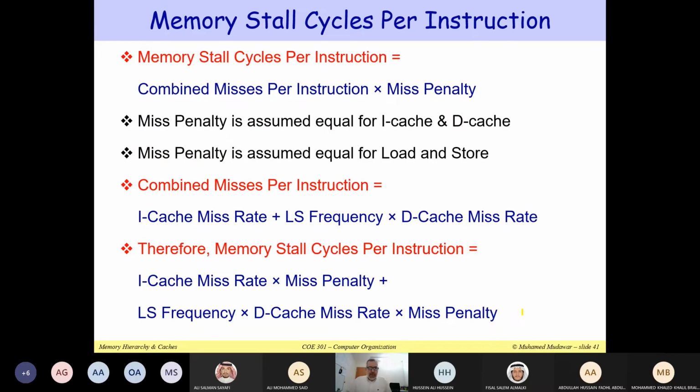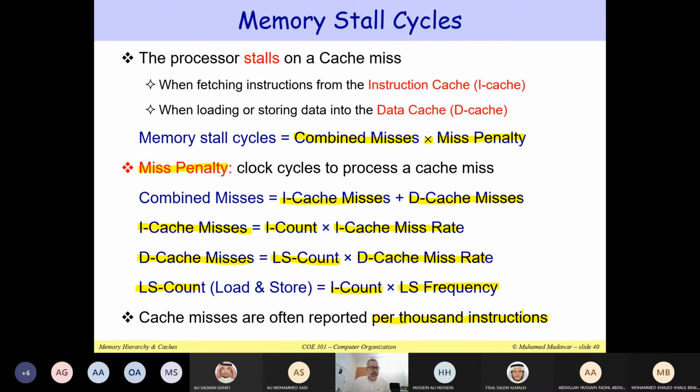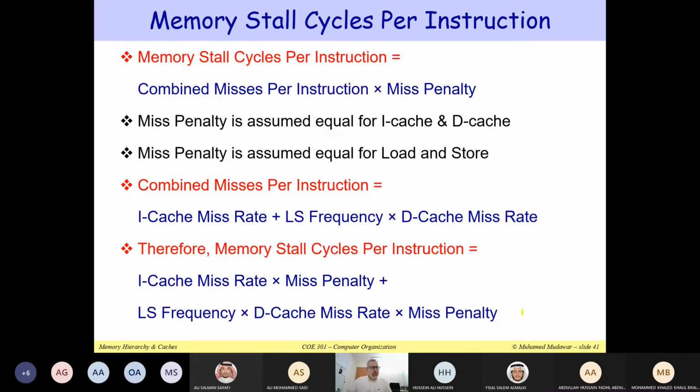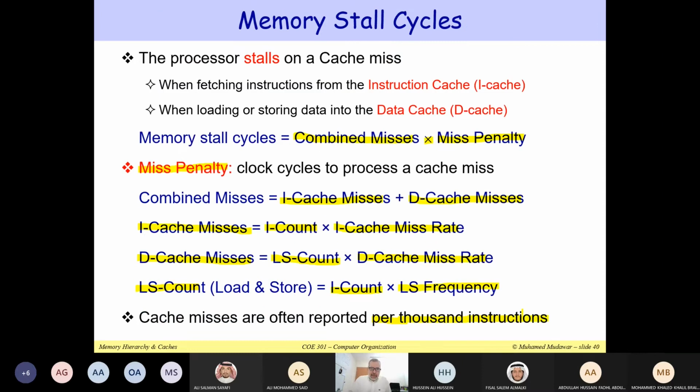So what we have seen in the previous slide is the total number of memory stall cycles. But I can actually do it per instruction. Before I go into the example, I need to talk more about the equations. For the memory stall cycles per instruction, we need to divide by the instruction count. Here I have the equation for the memory stall cycles: combined misses multiplied by the miss penalty.